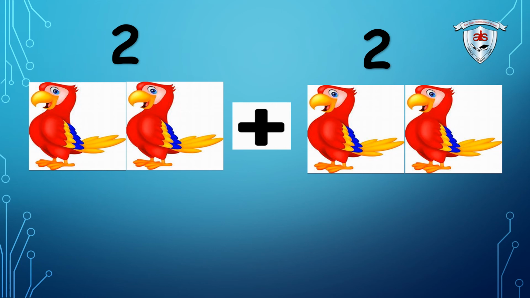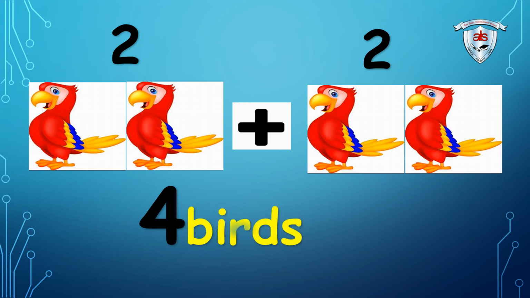Now what we have to do, children, you all know it, right? So you need to put all these birds together and add them. Okay, so come on, let's add all together how many birds? 1, 2, 3, 4. Wow, so altogether there are 4 birds. Well done, kids.